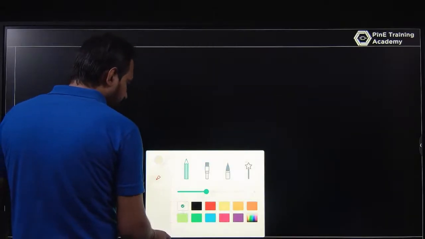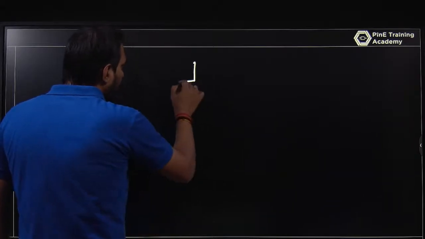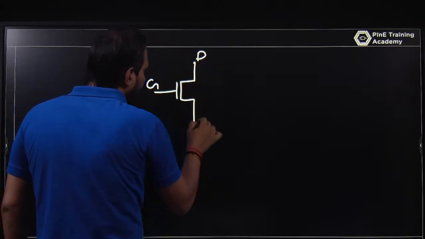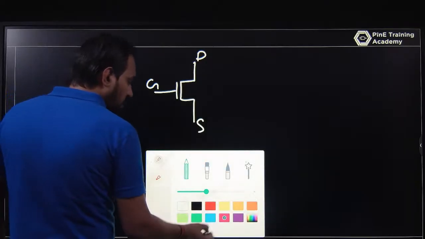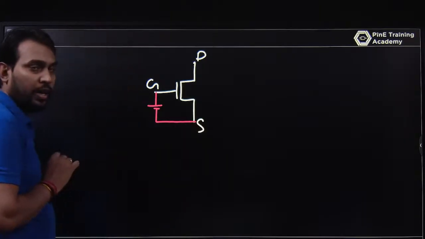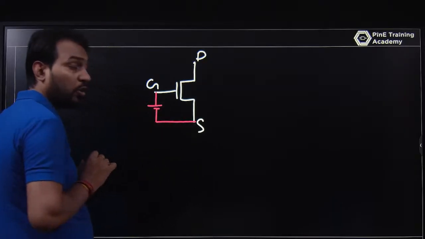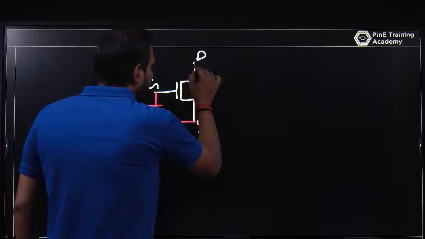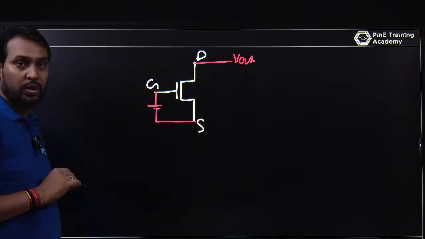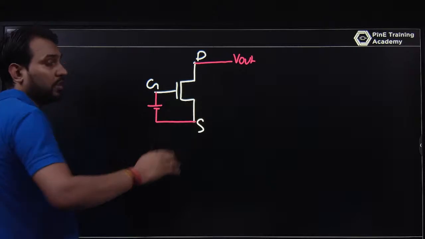That we are using one MOSFET. Let this be the gate, this be the drain and this be the source. So on the gate side you are providing the voltage with respect to the source, that source is common, the gate voltage with respect to the source, and you are checking the output at the drain with respect to the source. So that common node is the source, that's why it is called common source.